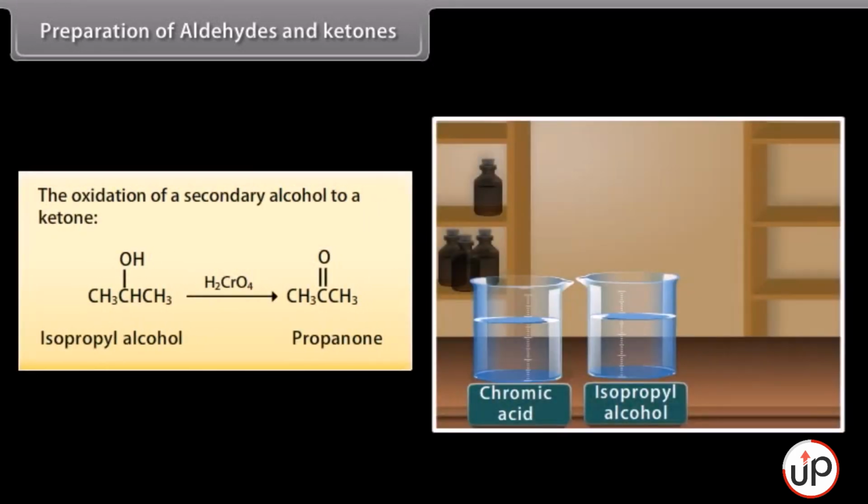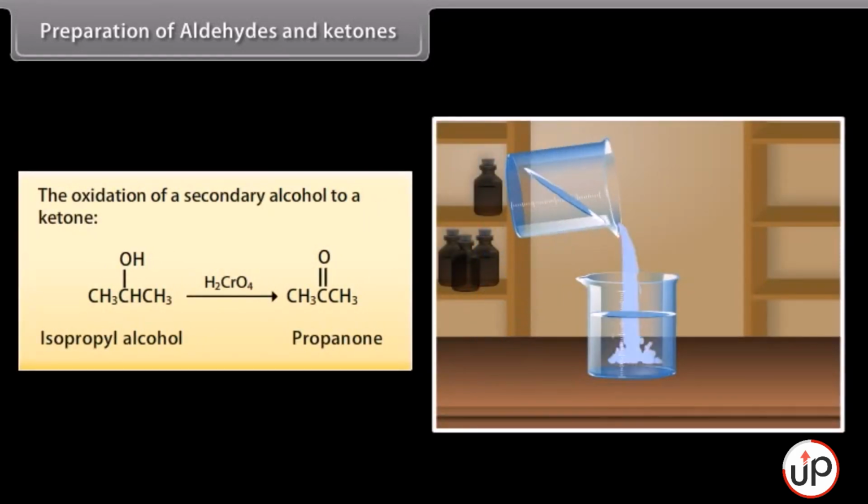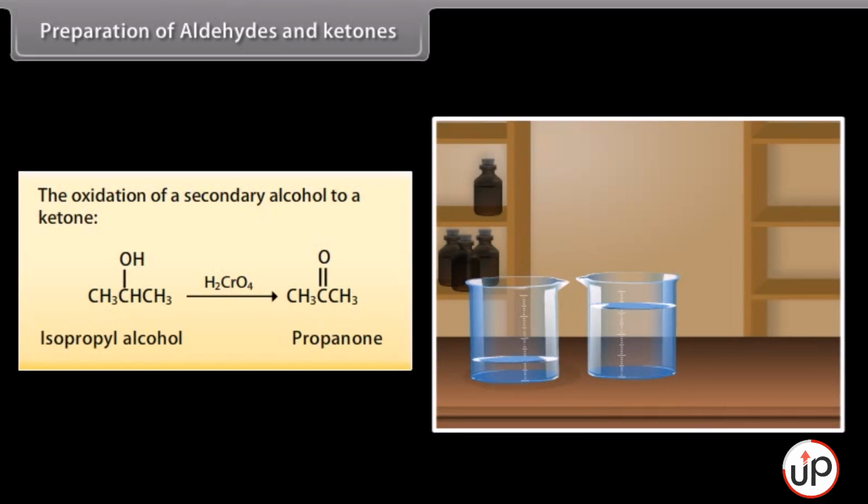The oxidation of a secondary alcohol to a ketone. On adding chromic acid to isopropyl alcohol, it forms propanone, which is a ketone. Preparation of aldehydes and ketones.